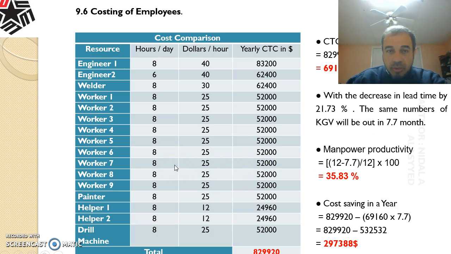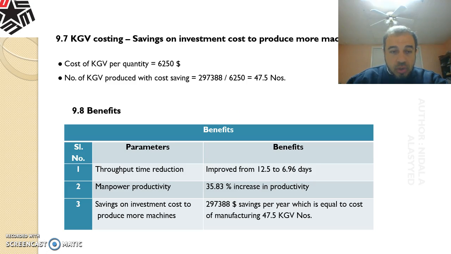Basically, to conclude, this shows all the cost comparison from one station to another on a monthly, hourly, and yearly basis. It shows the benefits that we have achieved through the throughput time reduction and through the manpower productivity, which is over 35%. We reduced the production time for a KGV from 12.5 days to 6.96, and also improved the manpower productivity and the savings and investment. It's called investments for manufacturing. We were also able to save per year an amount equal to the cost of these extra manufactured KGVs for the same time frame.